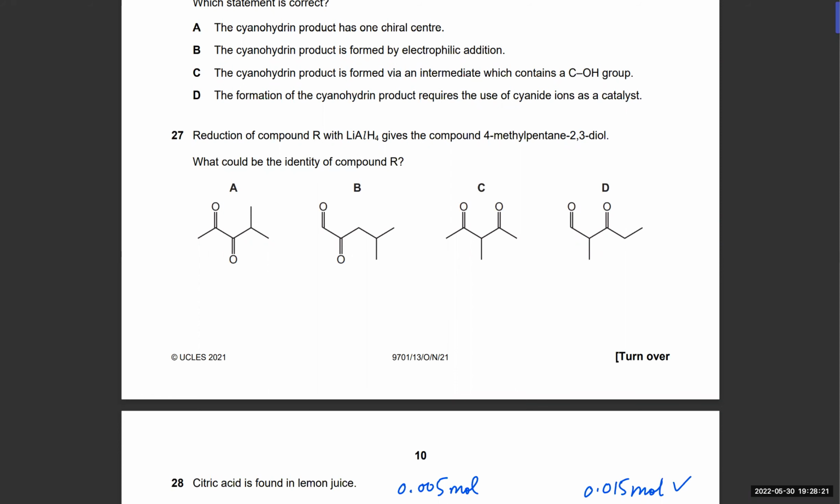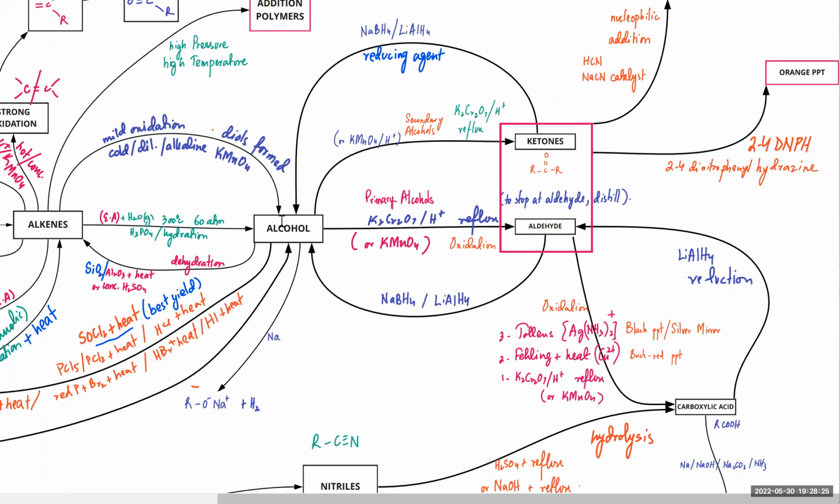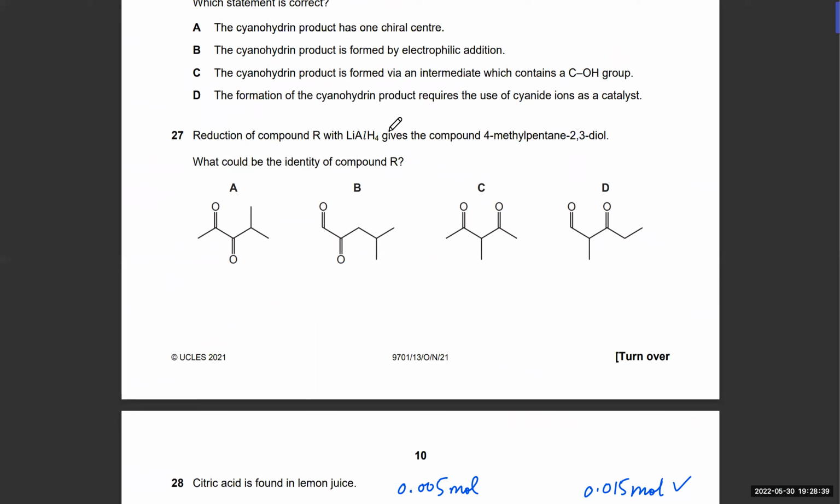So that's reduction. Carboxylic acids get reduced to alcohols. Ketones and aldehydes also get reduced to alcohols. So he's looking for the original product. What's the original product? So first thing, we have to draw this 4-methylpentane.